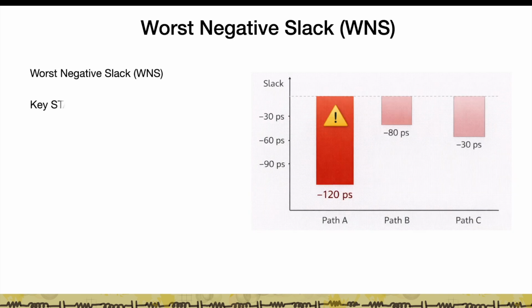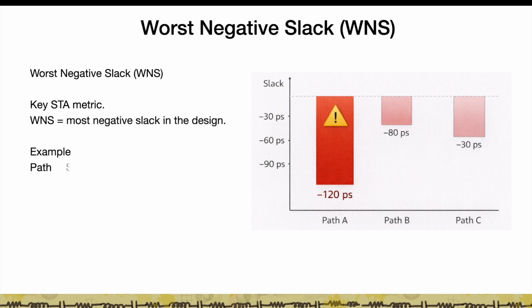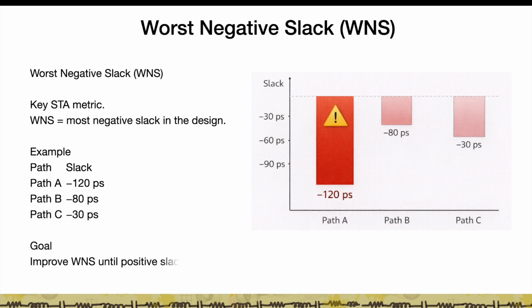Worst negative slack is the single most watched number in timing closure. It's the slack of the worst failing path, the deepest violation in the entire design. In our earlier examples with paths at minus 120 picoseconds, minus 80 picoseconds, and minus 30 picoseconds, the WNS is minus 120 picoseconds. Why focus on WNS?